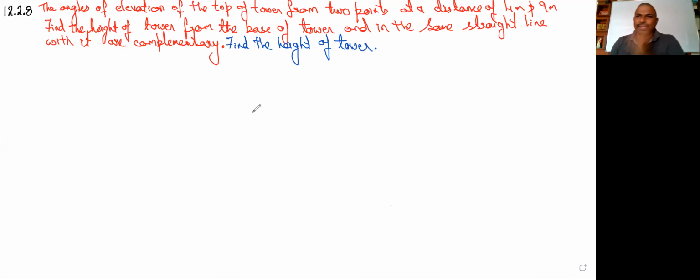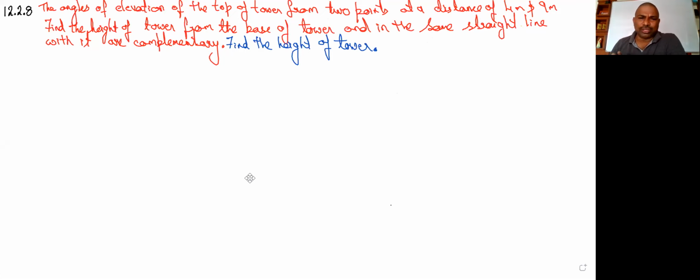Yep, guys. Okay. Dhruvita, can you please read out the question for me? Yes, sir. The angles of elevation of the top of the tower from 2 points at a distance of 4 meters and 9 meters from the base of the tower and in the same straight line with it are complementary. Find the height of the tower. This is what he is asking, right?